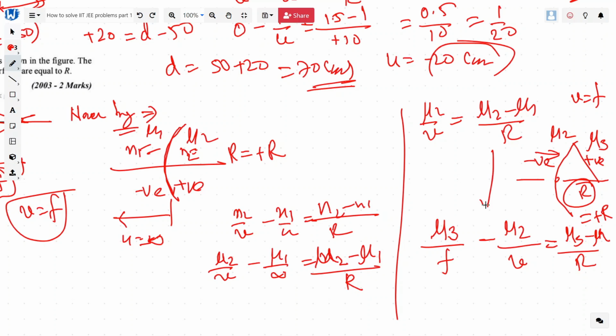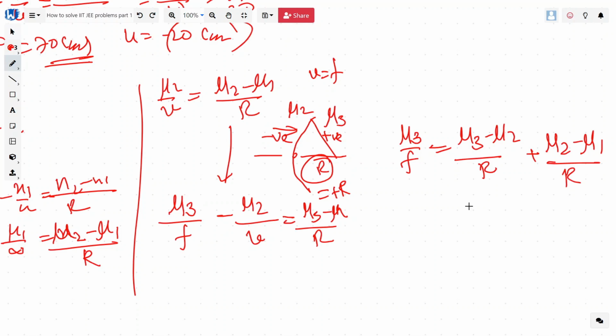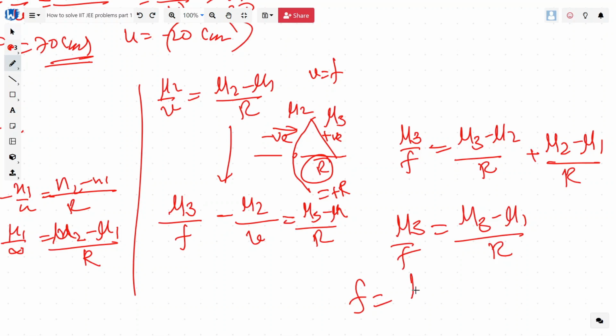Now this is the same, we can simply substitute this over here, and with that it will cancel, and basically what you will get is mu3 by f is equal to mu3 minus mu2 by r. So we'll go to that side and add up: mu3 minus mu1 by r. So mu3 by f, and f is going to be mu3 r divided by mu3 minus mu1, and that should be our answer.